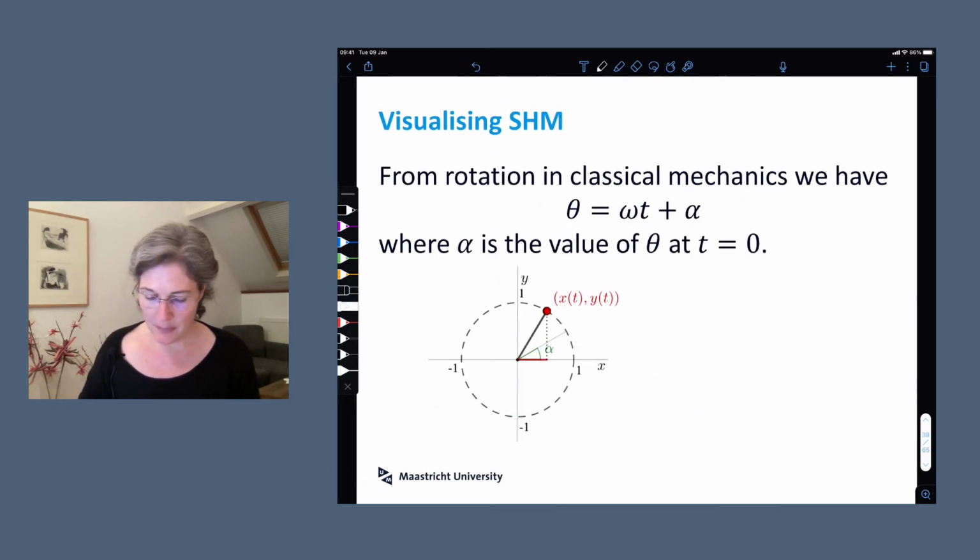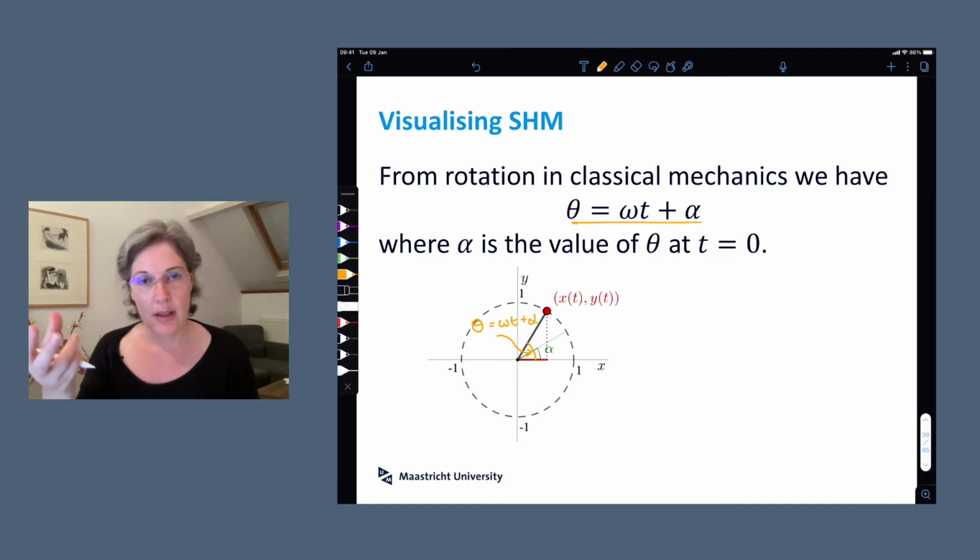Okay, so from rotation in classical mechanics, we know that the angle that our particle makes with the positive x-axis, if we call that theta, is equal to the angular frequency times time plus alpha. That's what we've got over here. So the angular frequency, omega, and alpha are both constants. So it's just our time that's making our angle change linearly.